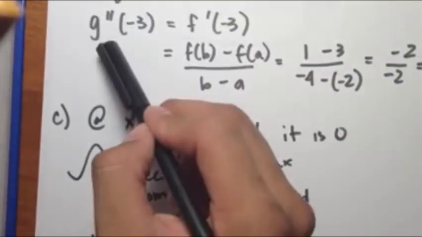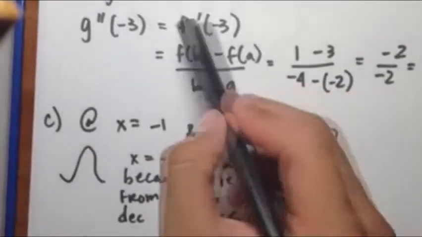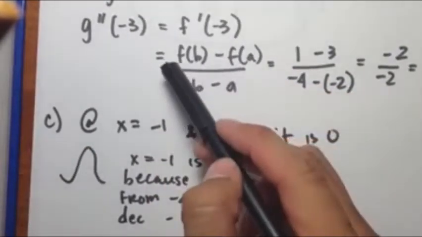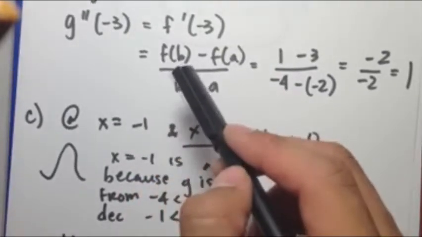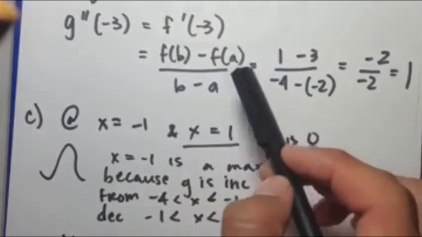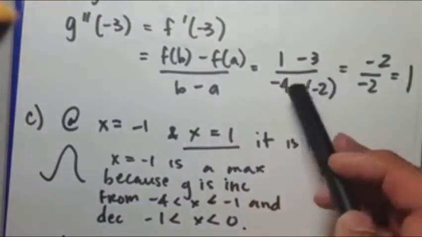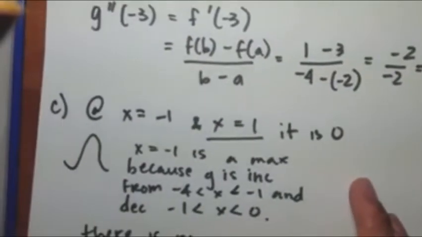And to find this, you would have to find the derivative of f at -3, which would, oh, here it is. And then how would you find that? You would use the mean value theorem, which is seen here. And then to use the mean value theorem, you just substitute in your numbers. It's 1 minus 3 over -4 minus -2, which is -2 over -2, which is 1, and that's your answer.